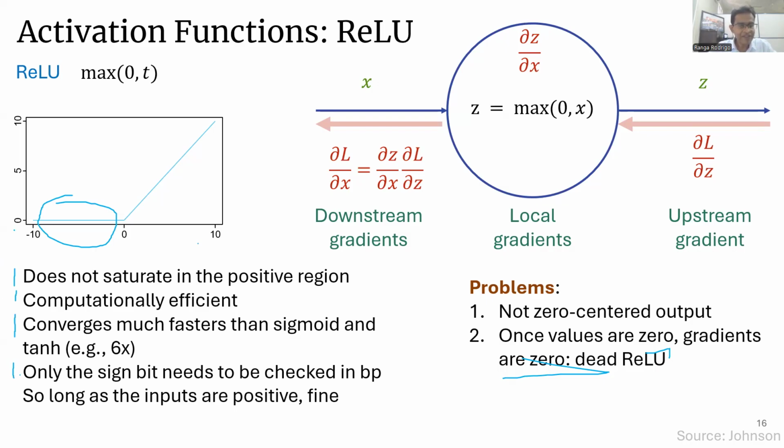When the activation value is positive, it's in this region, negative in that region. So in this region, the gradient is 1. Very easy. Only the sign is required. So long as the inputs are positive, fine.